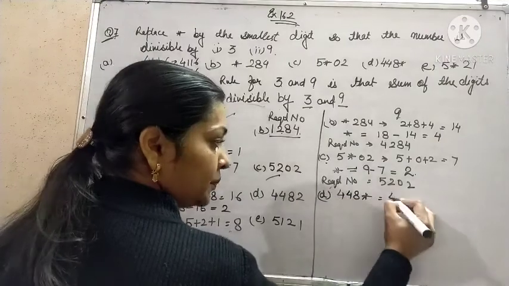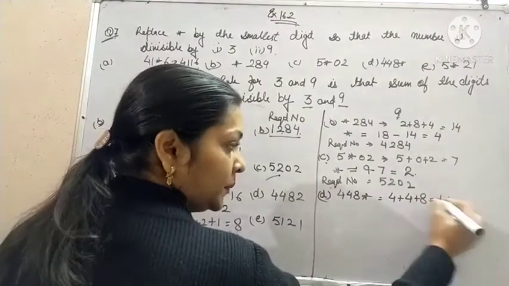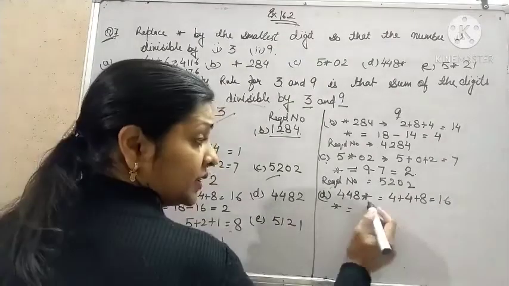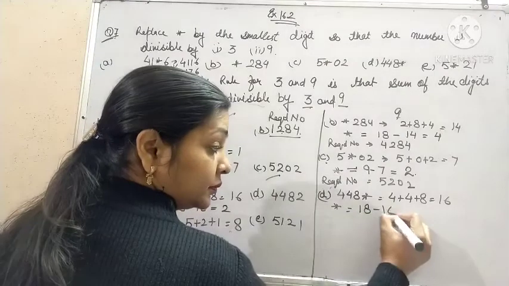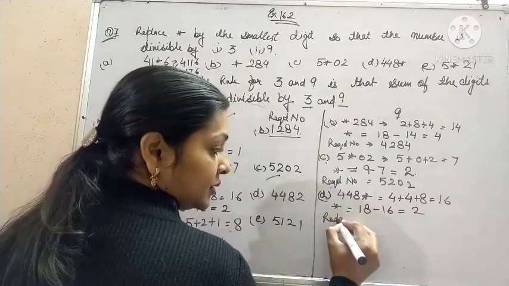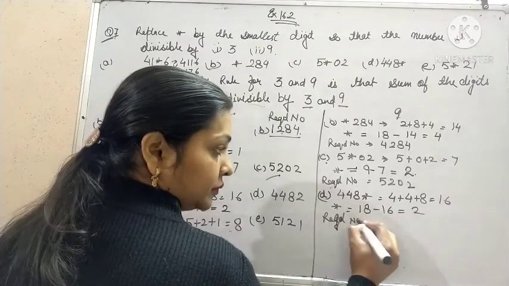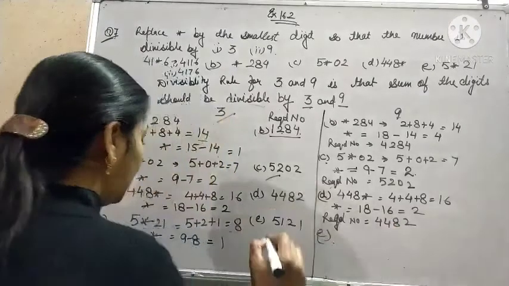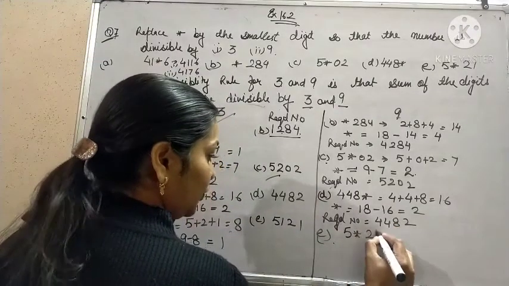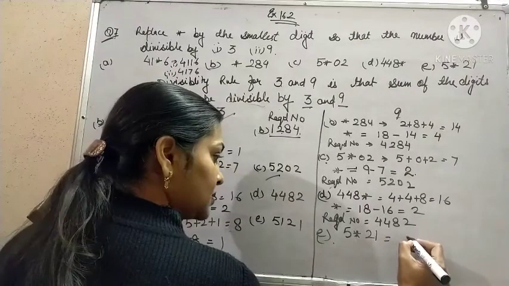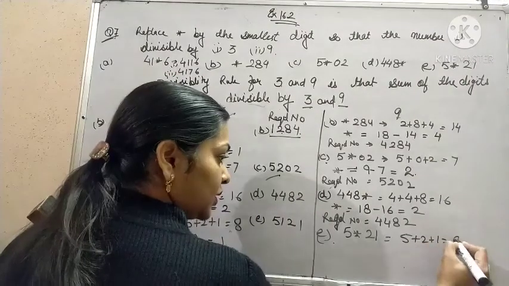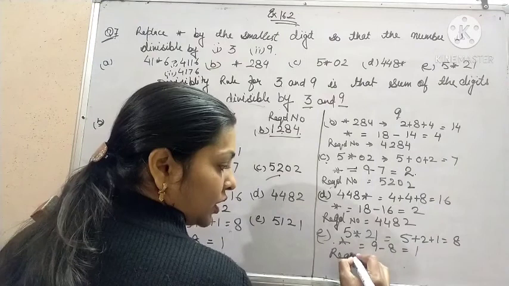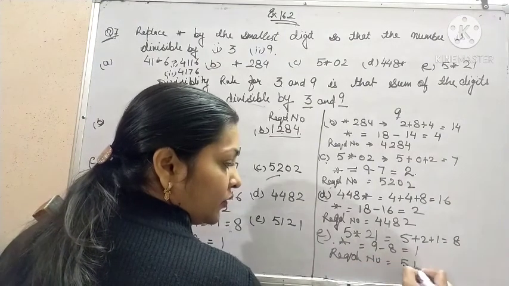Now let's move to D part. 448 star. Sum is 16. Star will be equal to next number which is divisible by 9, is 18. So required number is 4482. In E part, 5 star 2 1. Sum is 5 plus 2 plus 1 is equal to 8. Then star will be equal to 9 minus 8, which is equal to 1. So required number is 5121.